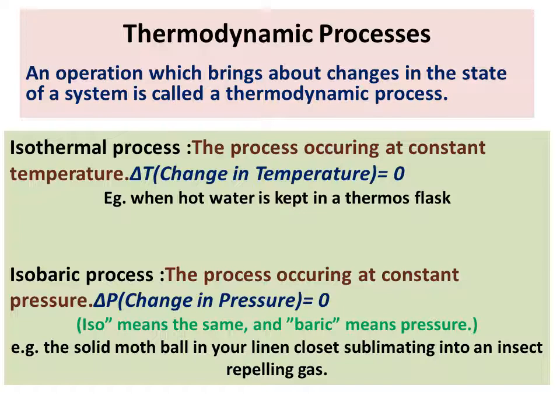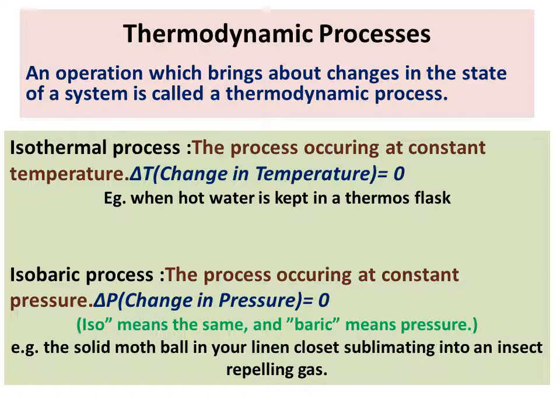Now another important process is isobaric process. So what is isobaric? Iso means same and baric means pressure. So isobaric, same pressure. Some processes happen at the same pressure, at constant pressure. So there is no change in pressure. Whenever you see delta, that means change. Delta stands for change. So delta T is 0 means at constant temperature. Delta P is equal to 0, that means at constant pressure.